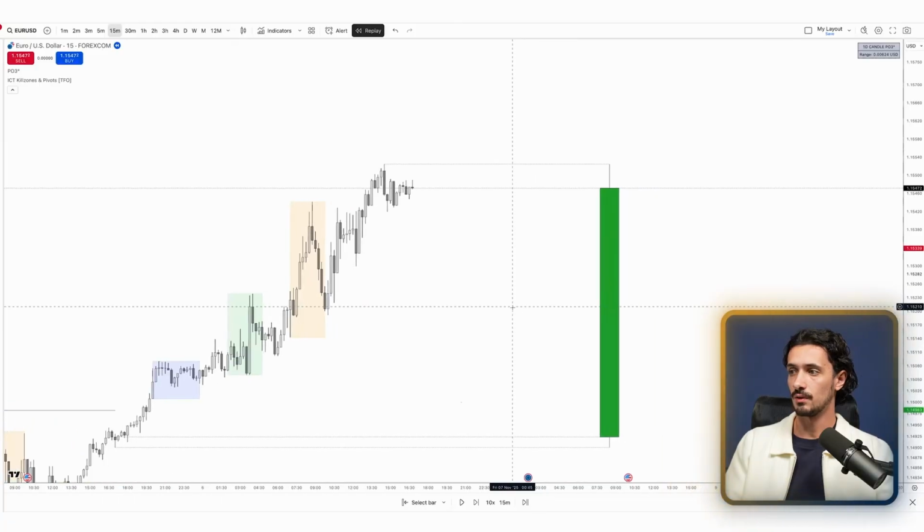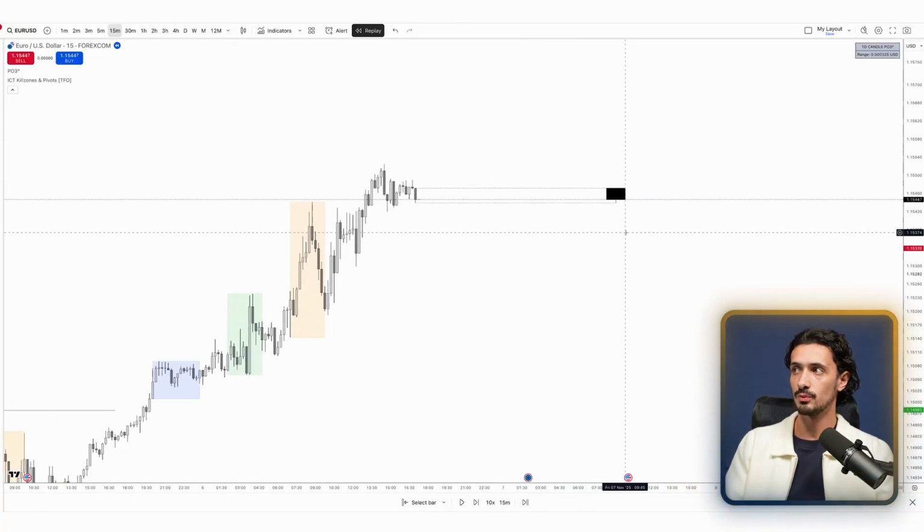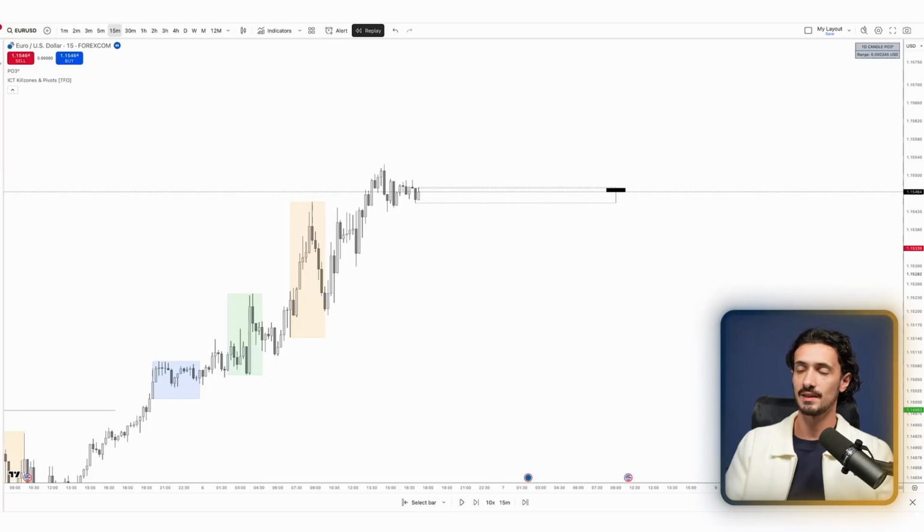This is what I'm looking for. Again, you can see now the new day has started. So you know that the previous day's high is here. Very, very big bullish candle. The daily candle starts at 5 p.m., right?